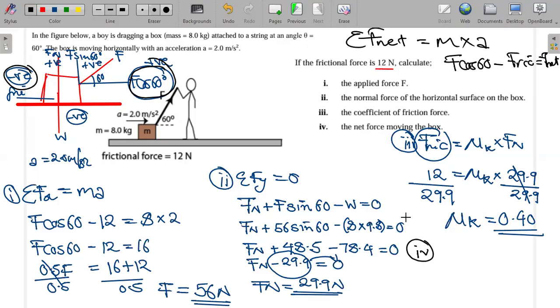Anyone? What answer are you getting? Anyone? The value of 8 multiplied by 2, that is 16. So the net force that is moving this object, or that is accelerating the object, is equal to 16 newtons. That is what our friend has found. I don't know about the others, but if you're finding the same answer, then that means we are cool.